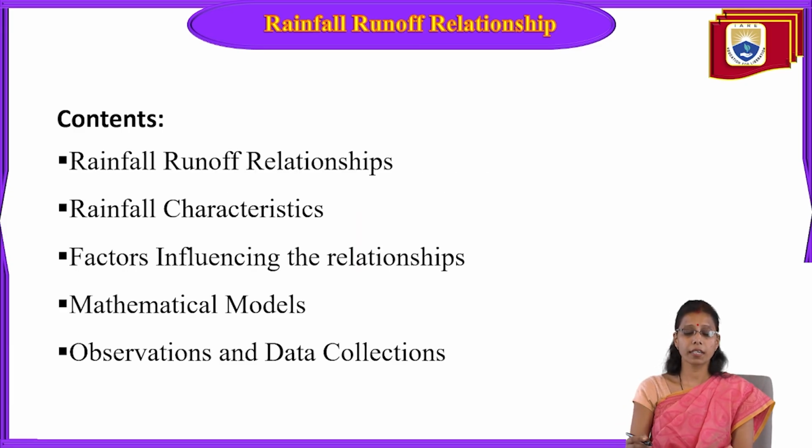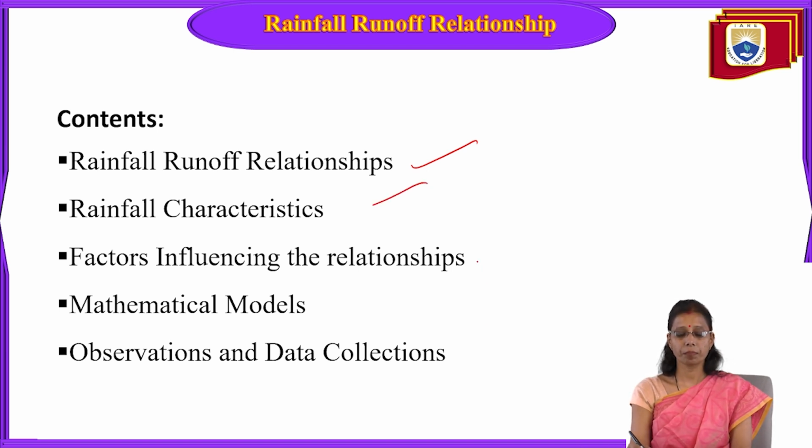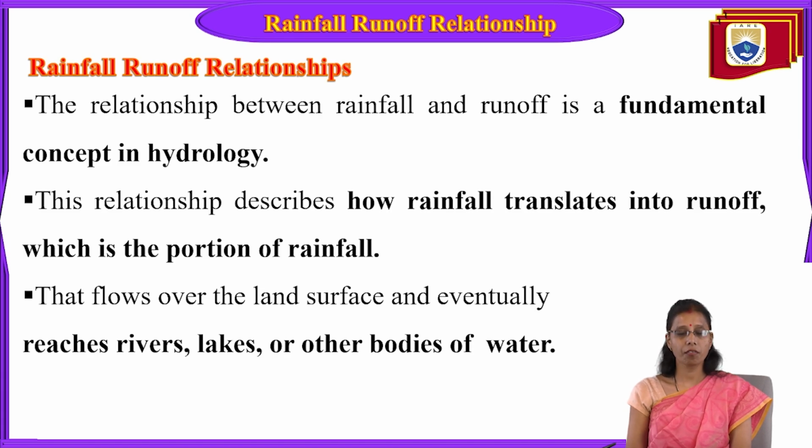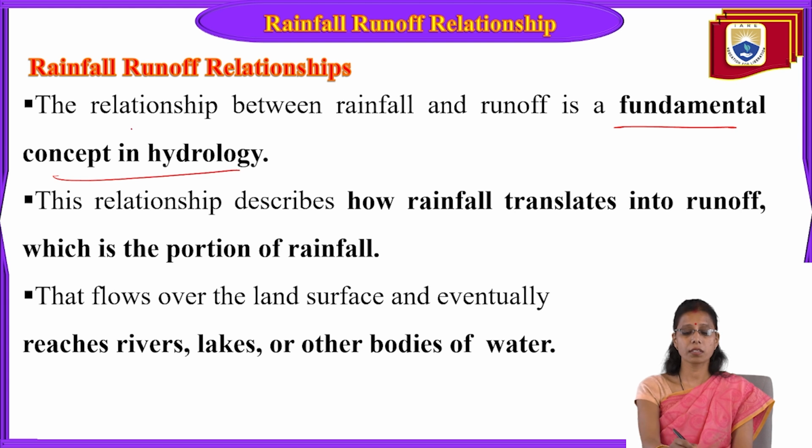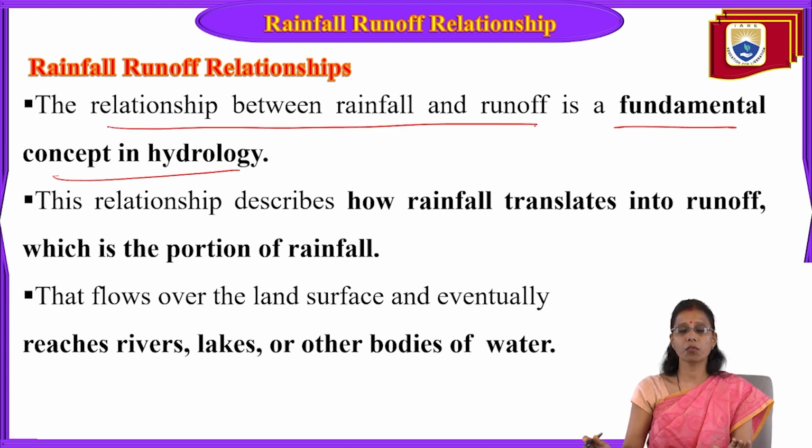These are the contents we are going to discuss today: rainfall runoff relationship, rainfall characteristics, factors affecting and influencing the relationship, mathematical models, observations and data collection. First of all, let us understand what the rainfall runoff relationship is. The relationship between rainfall and runoff is a fundamental concept in hydrology. What is the relationship between rainfall and runoff?